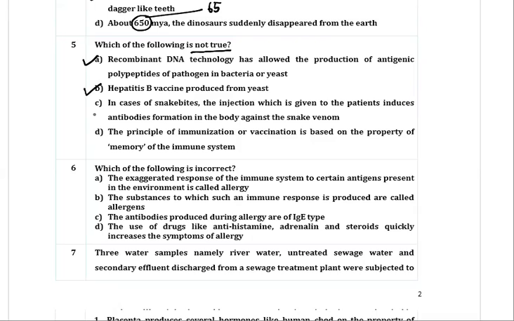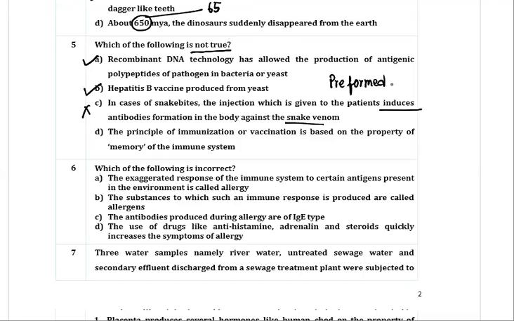In case of a snake bite, the injection which is given to the patient induces antibody formation in the body against the snake venom. This is a wrong statement because it does not induce. During a snake bite, we cannot wait for the production of antibodies inside the body of the person. So preformed antibodies are given.